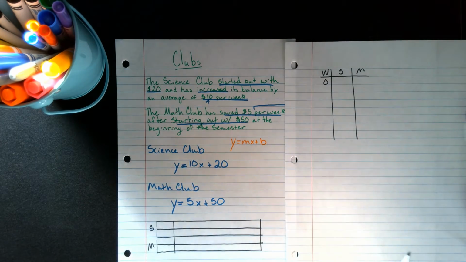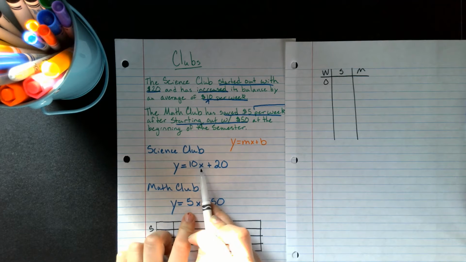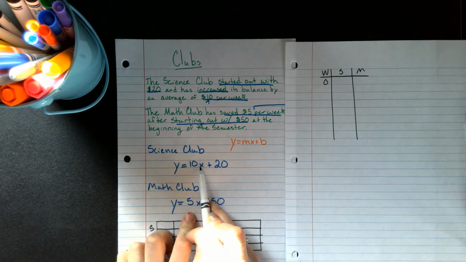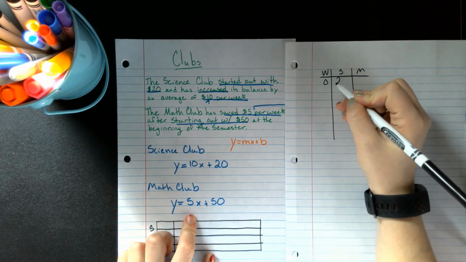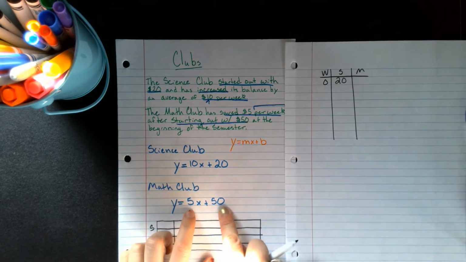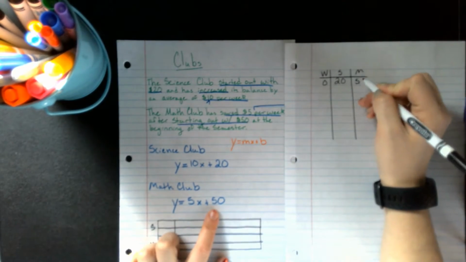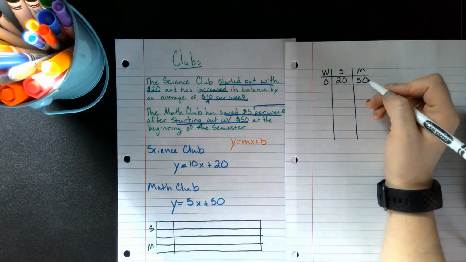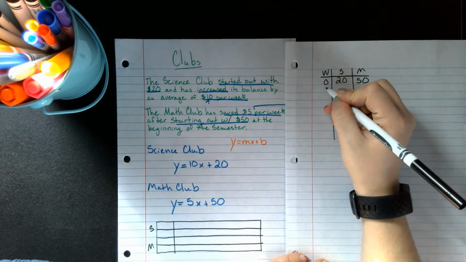If we start with our two equations, if I was to put 0 in here, I'd do 10 times 0 equals 0, plus 20 is 20, which means that my science club starts out with $20, right? That's literally what they say. My math club says they started out with $50. So right now it would look like the math club has more money, but as we go along, we'll see that that starts to change.